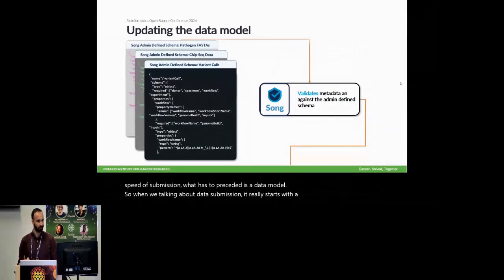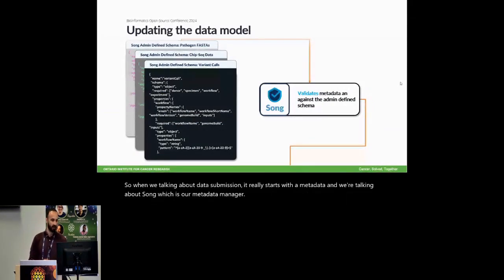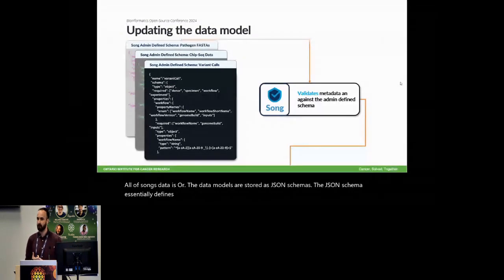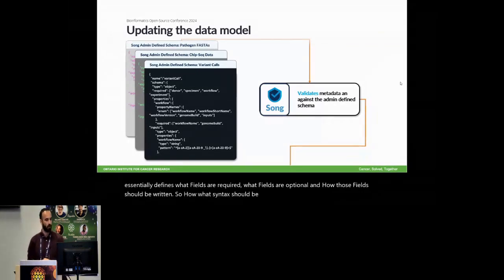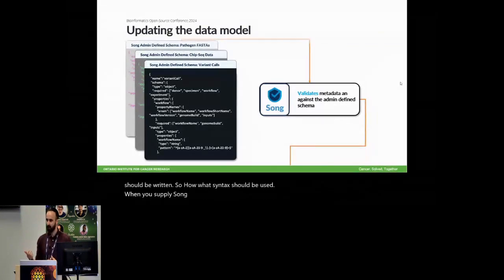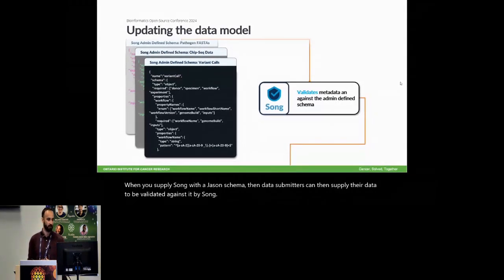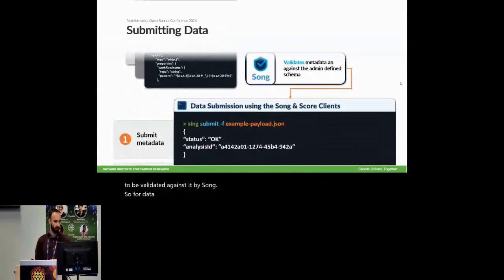All of Song's data models are stored as JSON schemas. The JSON schema essentially defines what fields are required, what fields are optional, and how those fields should be written, so what syntax should be used. When you supply Song with a JSON schema, then data submitters can supply their data to be validated against it by Song. So for data submission, it would be using our Song CLI tool.